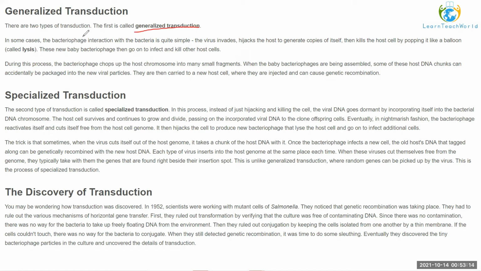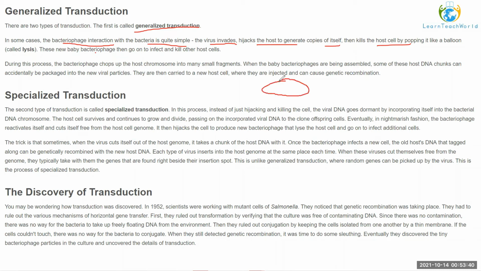In this case, the bacteriophage's interaction with the bacteria is very simple. The bacteriophage invades, hijacks the host, copies its DNA, and then kills the host by popping it like a balloon, or lysing the cell. Now the new baby bacteriophages are going to infect new host cells. So what exactly is happening?